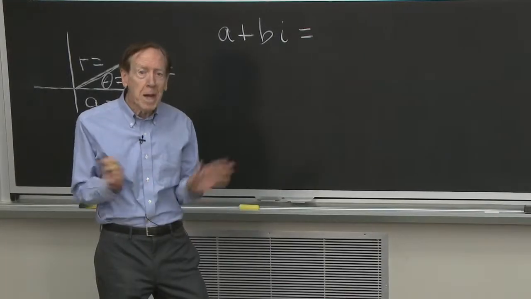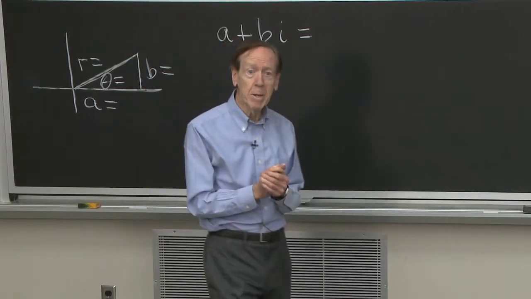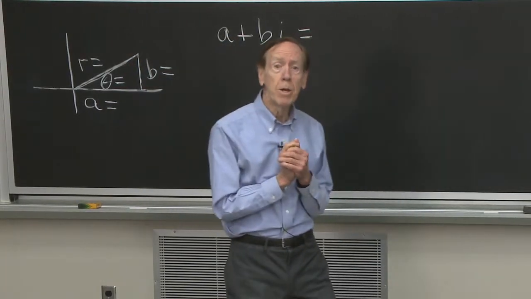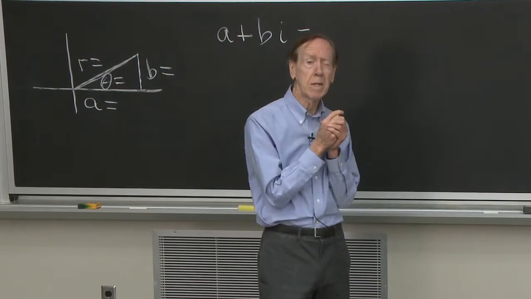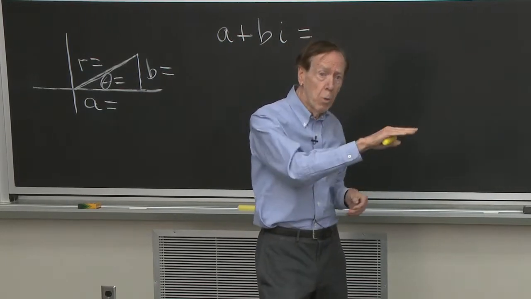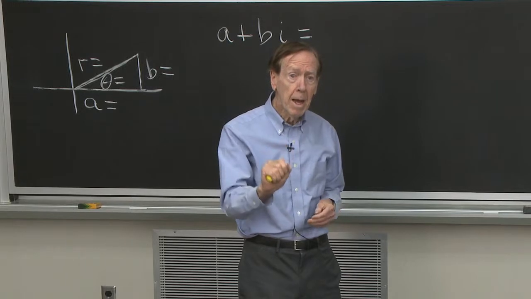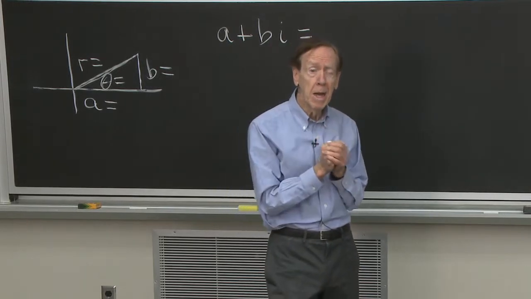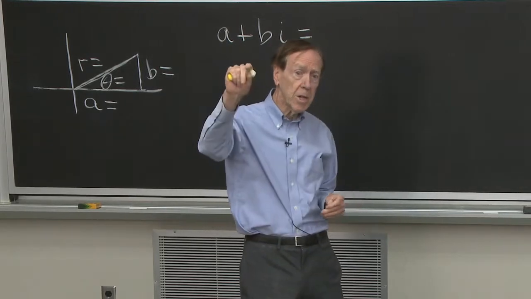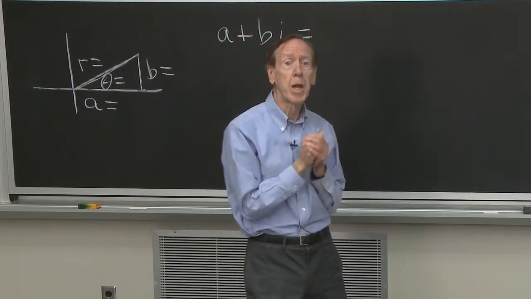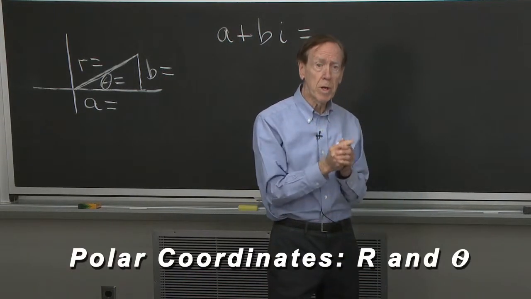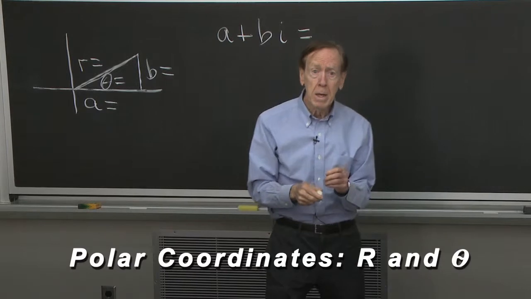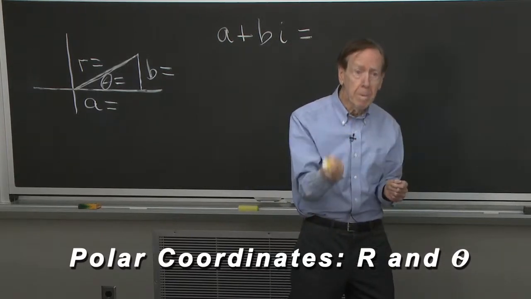Okay, this is the moment when we multiply the right way, using polar coordinates. That means instead of the real part, a, and the imaginary part, b, I'm going to use the distance, r, and the angle, theta. The polar coordinates are r and theta. Let me connect those to a and b.